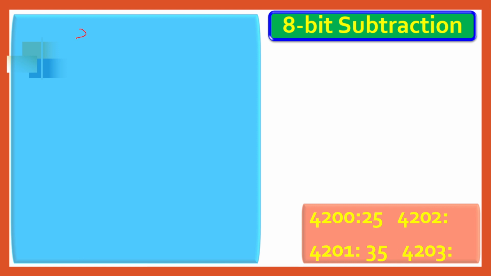Even though it is 25 minus 35, the processor will not perform subtraction, it will perform addition as 25 plus minus 35. You know that to represent a negative number in binary we use the 2's complement method. So we will take 2's complement. For that, first we will write 35 in binary. 35 means 3 is 0011, then 5 is 0101.